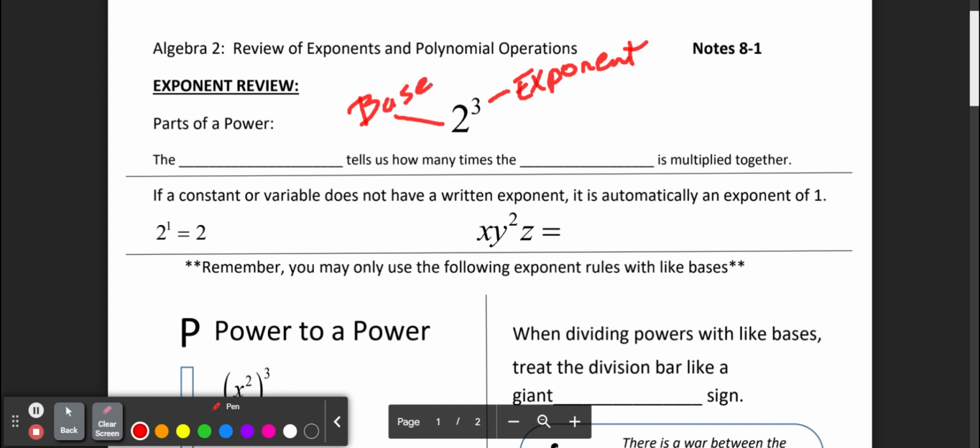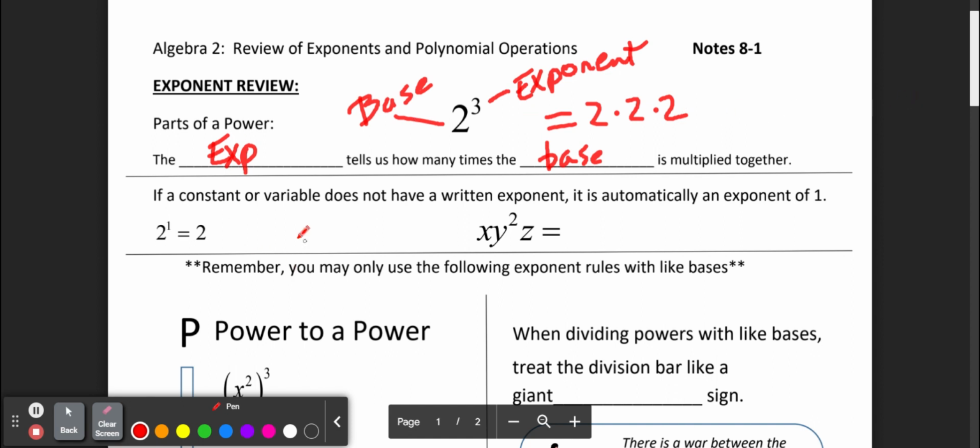The exponent, so I'm going to just put exp for exponent. The exponent tells us how many times the base is multiplied together. So remember this is like writing it 2 times 2 times 2. So 3 times. And then we could solve that and put that in our calculator if we wanted, or we can put it raised to the 3.